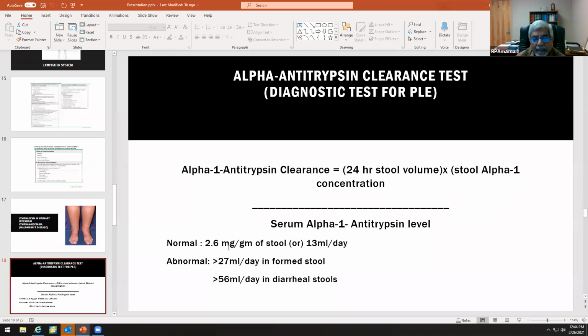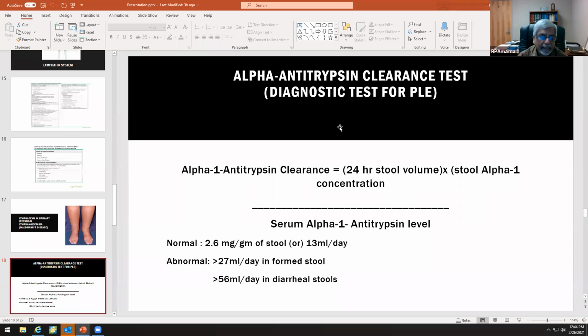It can be 2.6 milligrams per gram of stool, or if you're looking at the volume, it's 13 milliliters per day. If this number is high, that is 27 milliliters per day in a formed stool, that is significant and considered diagnostic for protein-losing enteropathy. If it's a diarrheal stool, more than 56 milliliters per day of alpha-1 antitrypsin excretion is considered diagnostic for protein-losing enteropathy.